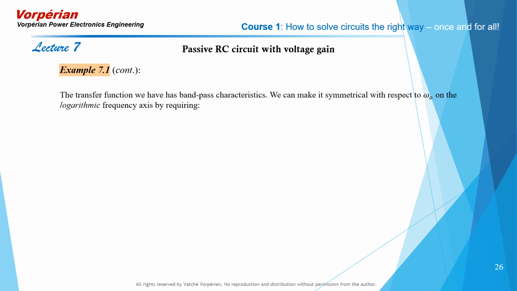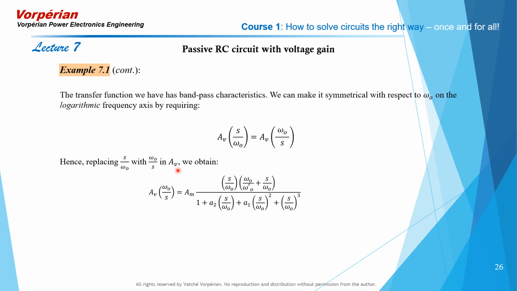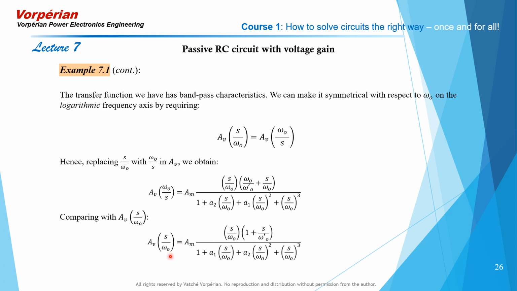We now impose the symmetry condition on our transfer function. That is to say, we make A_V of S over omega naught equal to A_V of omega naught over S. To determine A_V of omega naught over S, we replace S over omega naught with omega naught over S in the expression of A_V, and we obtain this expression here, which we compare and equate to the original expression of A_V of S over omega naught.